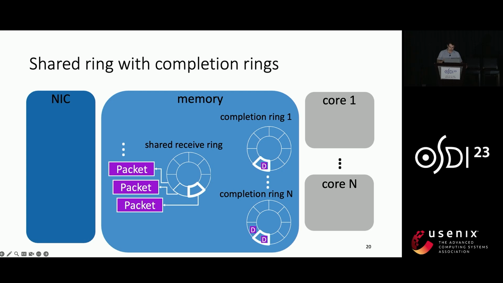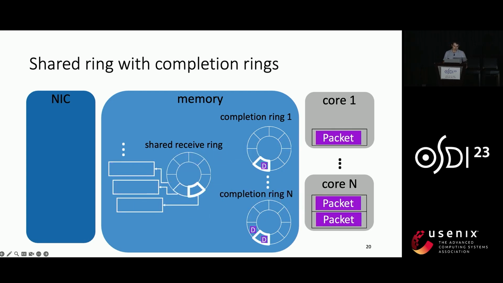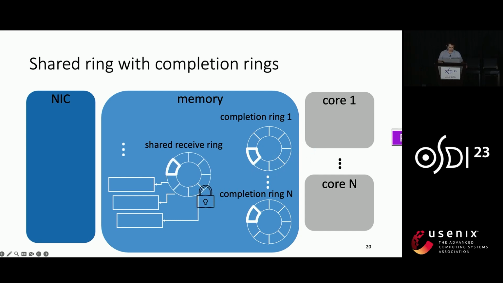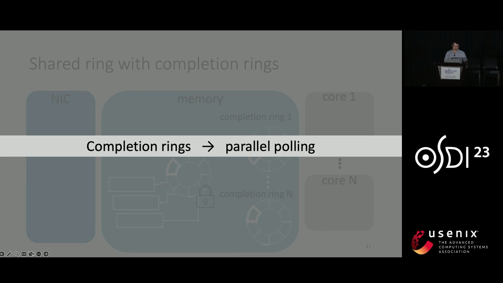Cores poll in parallel on their corresponding completion rings for packets, read a batch of packets, clear the done flag in the corresponding completion rings, advance the completion ring's head, and replace the consumed shared ring buffers. But synchronization is still necessary to advance the shared ring's head. So one of the cores will acquire a lock, meanwhile others will make progress. Finally, the core with the lock will advance the shared ring's head, release the lock, and complete packet processing. So completion rings allow for parallel polling and packet processing.